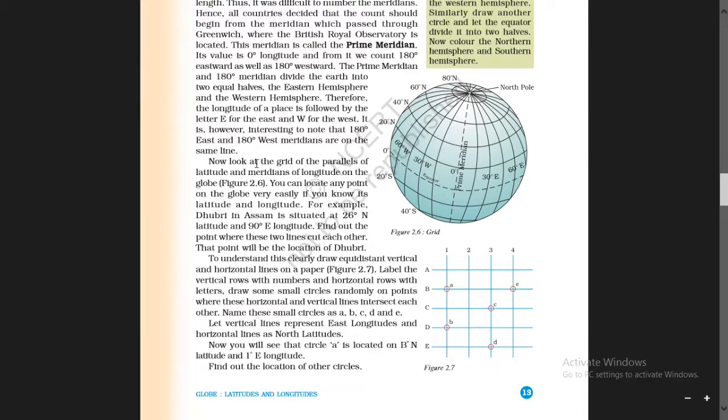Now look at the grid of the parallels of latitude. See, the grid of parallels of latitude has been given there in the diagram. Let us see here.